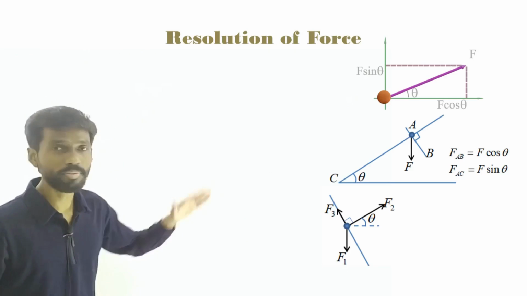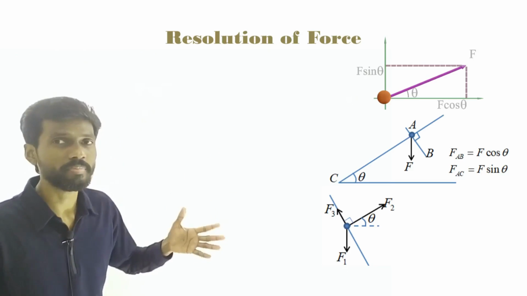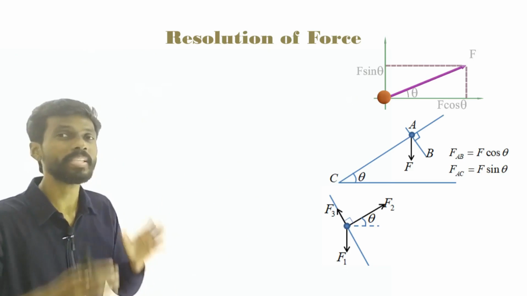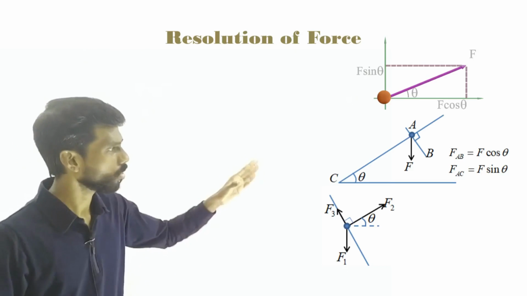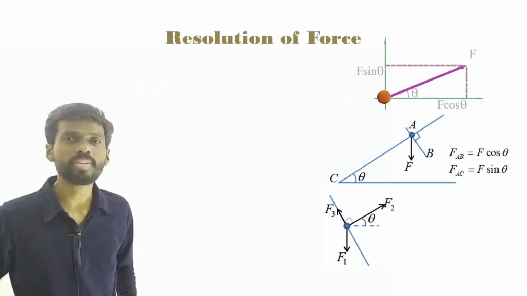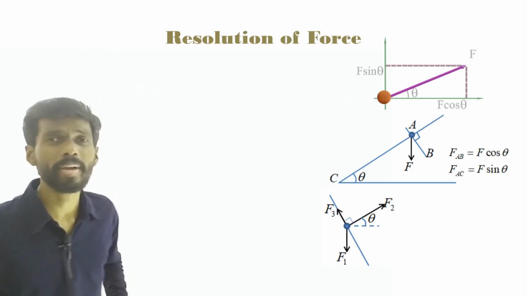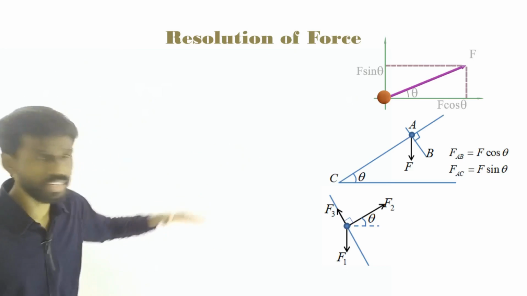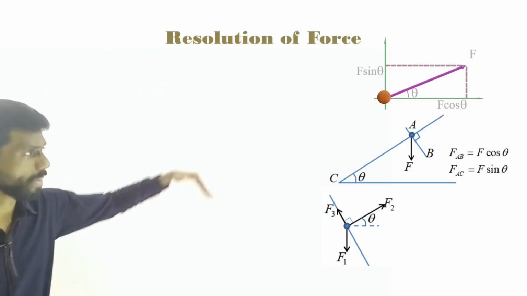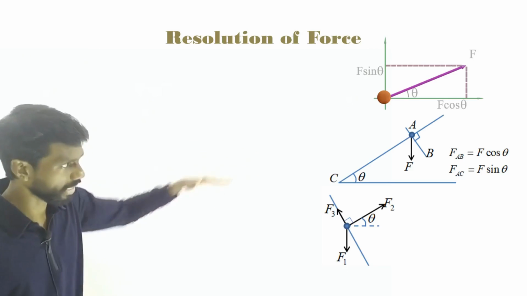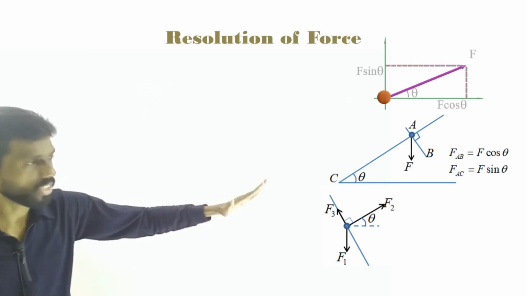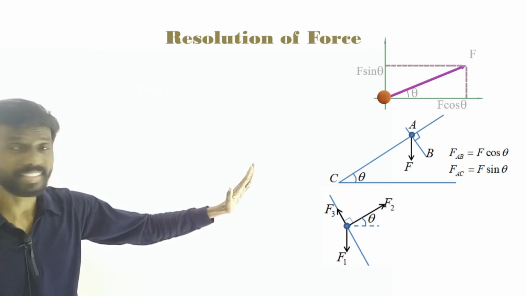Now what about F2? F2 makes what angle? Theta. F2 makes theta with the horizontal, so that means F2 cos theta. That's all, that is the projection of F2. Now what about F3? What is the angle made by F3 with the horizontal? Let us take this direction, in the negative direction. Let us find. That angle is theta, and this angle is then 90 minus theta.